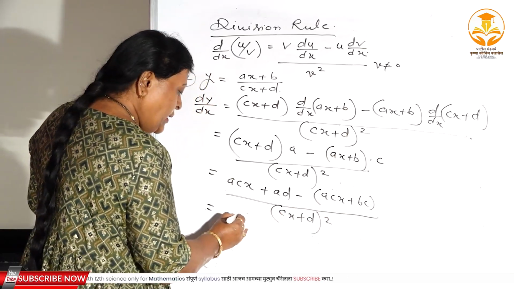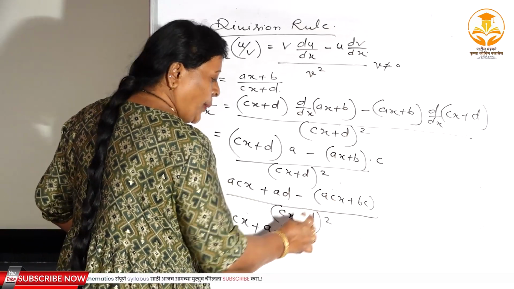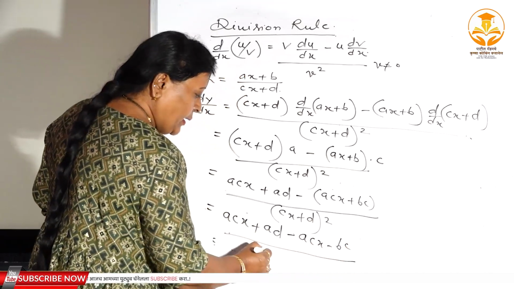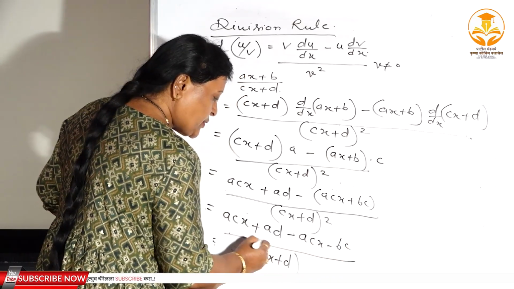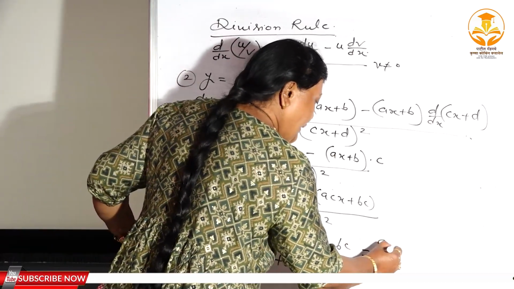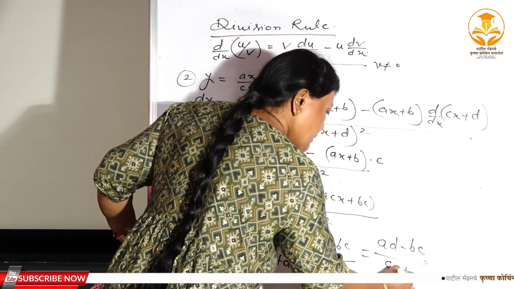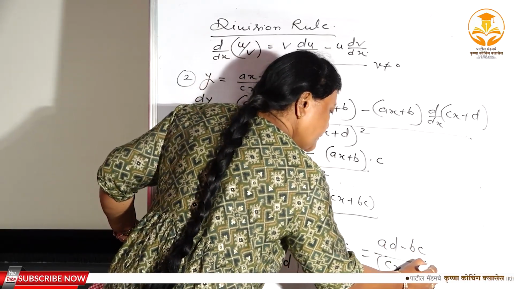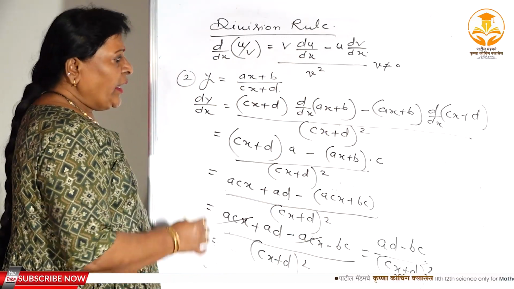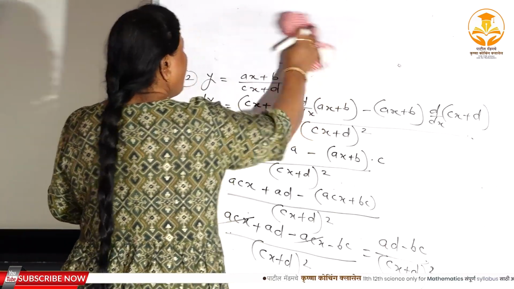Now here acx, this is ad, multiply with minus sign and open the bracket, acx minus bc divided by (cx plus d) whole square. Again, acx gets cancelled, you have got (ad minus bc) divided by (cx plus d) whole square, right? Now if you know this formula very well, you can find the direct answer. Suppose I consider the example, see here, simple example.